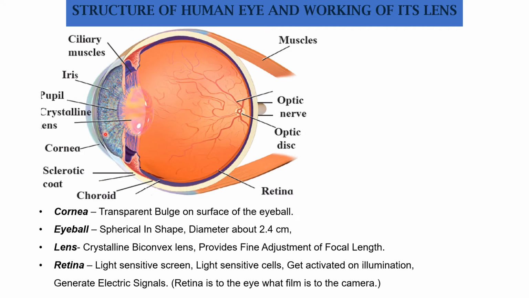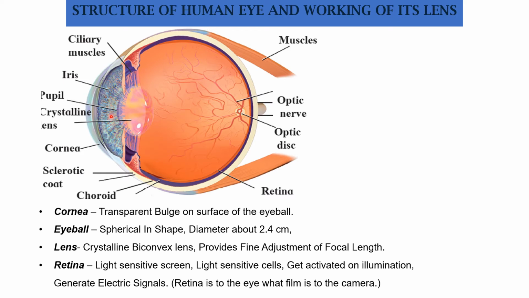The next part comes in, that is iris. We know that the color of the iris is different for different people, and mostly we see people with black or brown eyes in India, and it is a genetic characteristic. After the iris, we come across the next part, which is the pupil. This pupil is a small hole, and it can bring about change in its diameter, and it is present at the center of the iris.